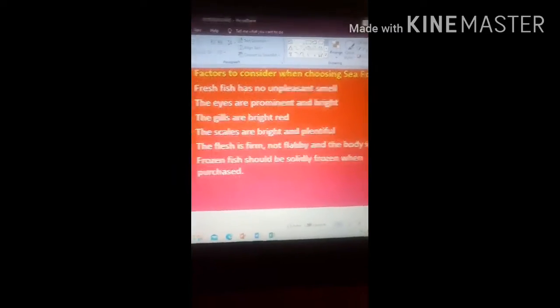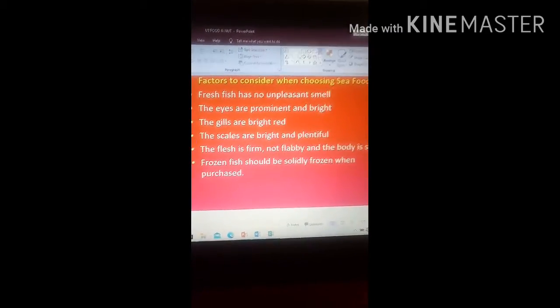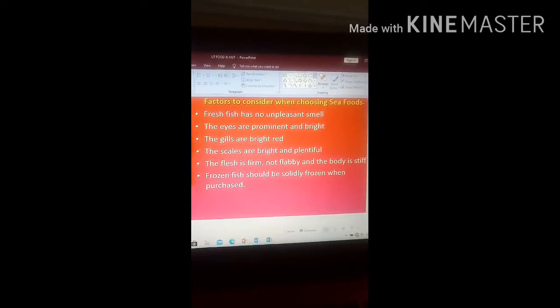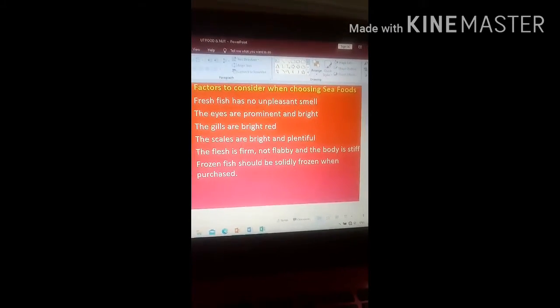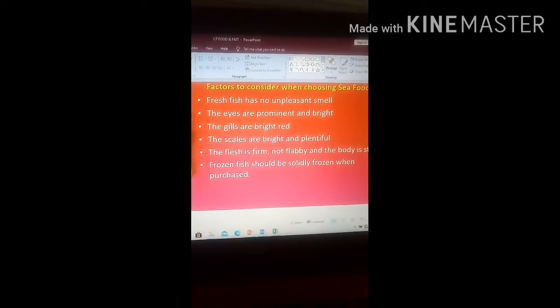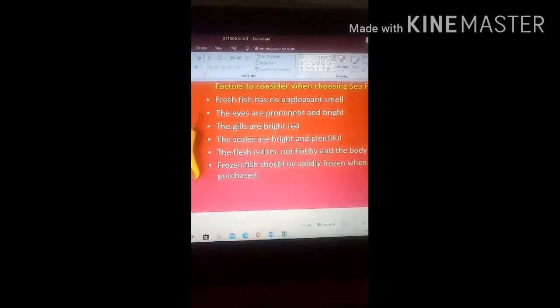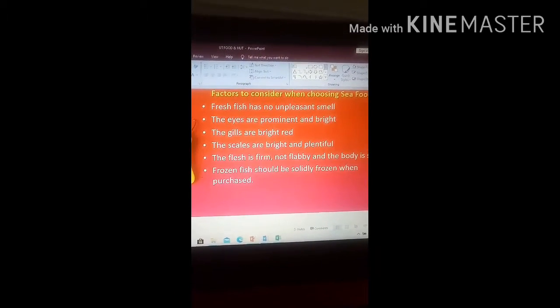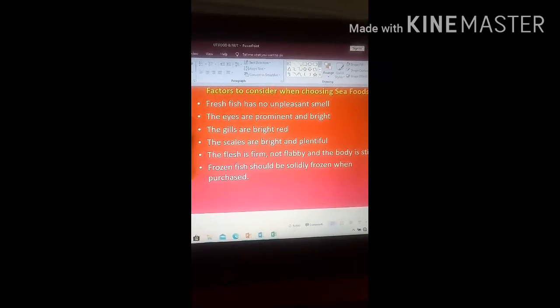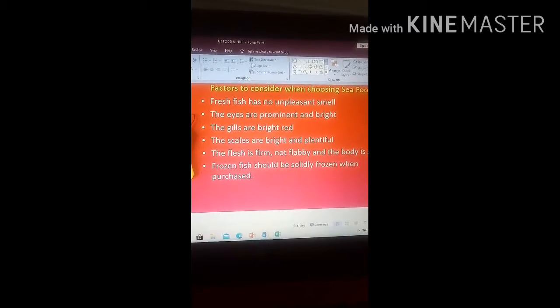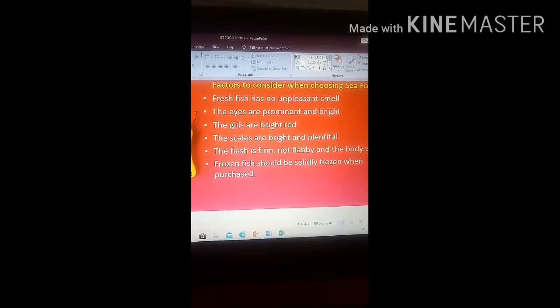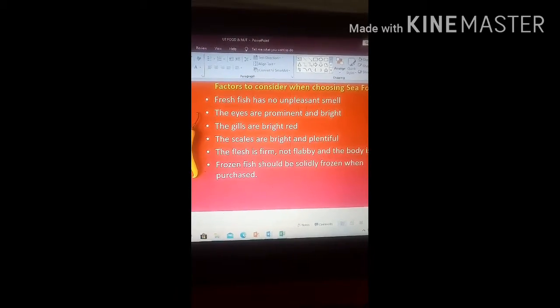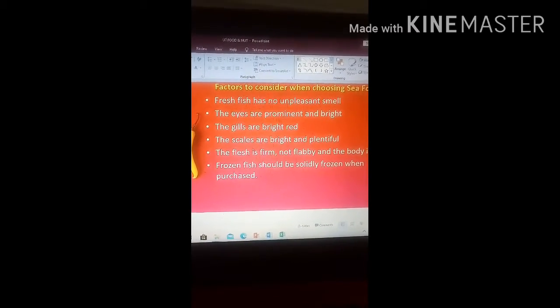So let's consider factors to consider when choosing seafood. Number 1, fresh fish has no unpleasant smell. So that means when you want to buy your fish, check for the smell. If it has an unpleasant smell, it means it's not fresh fish. The eyes are prominent and bright. Check the eyes of the fish. If the eyes are bright and prominent, it means it's fresh fish.